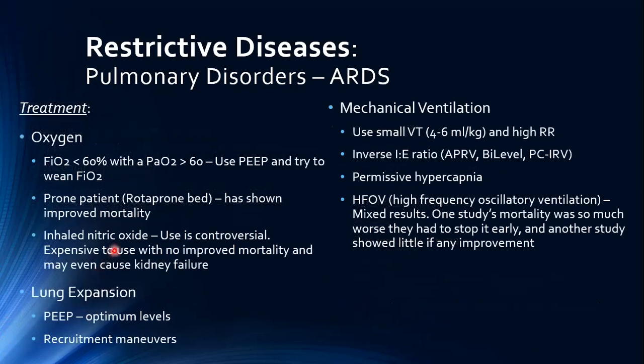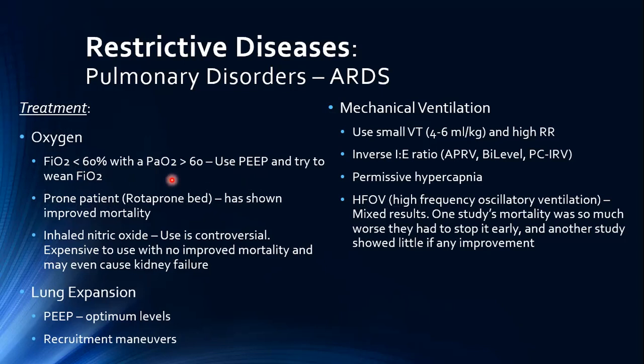All right, how do we treat ARDS? Oxygen. We're going to give them some oxygen, but you got to keep the FiO2 less than 60% because it's refractory. So you don't want to give them too much oxygen, but you do have to give them some oxygen, okay? But we have to use PEEP, which you'll learn a little later, which is positive end expiratory pressure. Keeps the alveoli open at all times, okay? And you want to try to wean that FiO2 as much as possible.